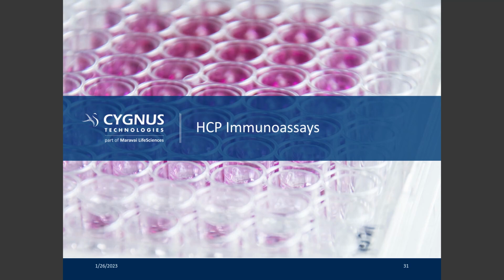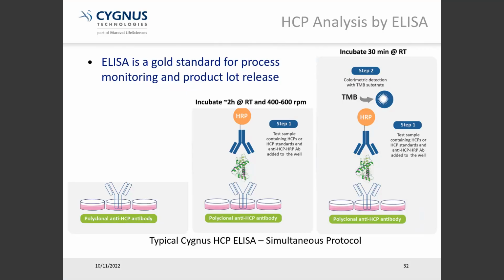Okay, so first we're going to start with just the basics of host cell protein immunoassays. This is just more to get everybody on the same page so we can understand the rest of the talk. So host cell protein ELISAs are very complex tools where you're actually measuring hundreds to thousands of individual host cell proteins within a single well.